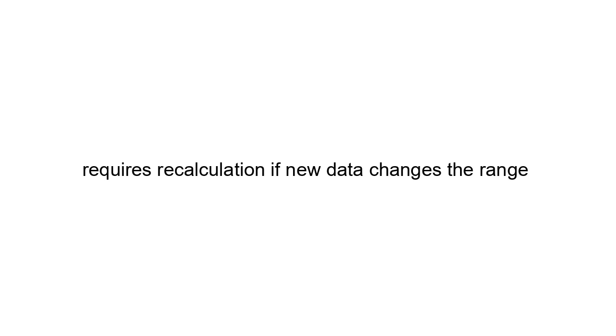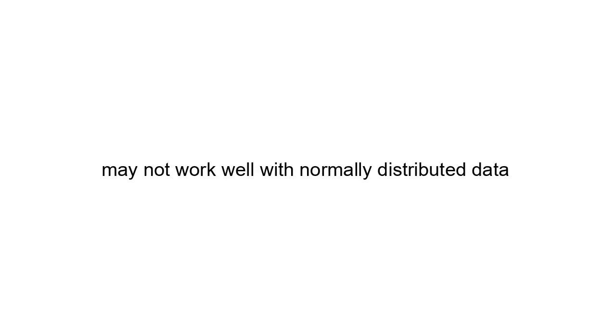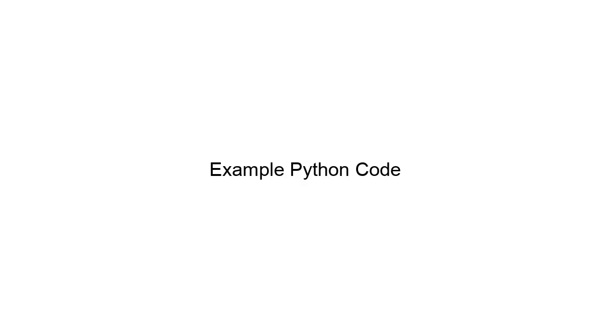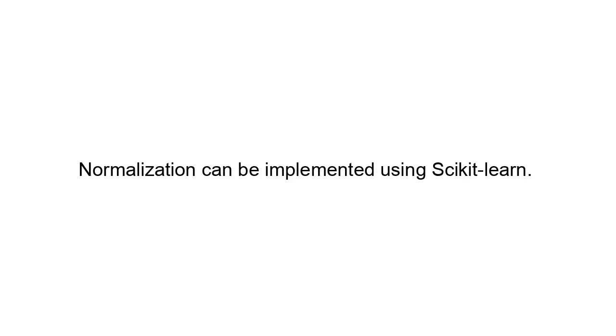Limitations of normalization. Despite its advantages, normalization has some limitations. Limitations include: sensitive to outliers, requires recalculation if new data changes the range, may not work well with normally distributed data. Example concept: extreme values means distort normalization scale. In such cases, standardization may be preferred.